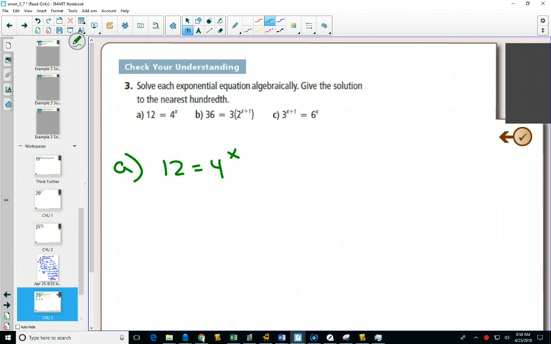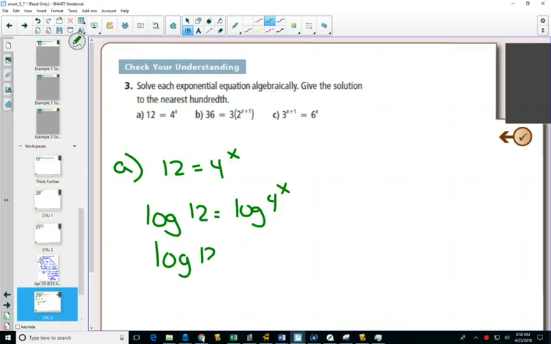Can I do this without my calculator? I've got 12 and 4. Do they appear in the same column of a powers chart? If the answer is no, then you're going to have to use logs. So in using logs, we have to take the log of both sides. And what we can do, log of 12 equals log of 4^x.